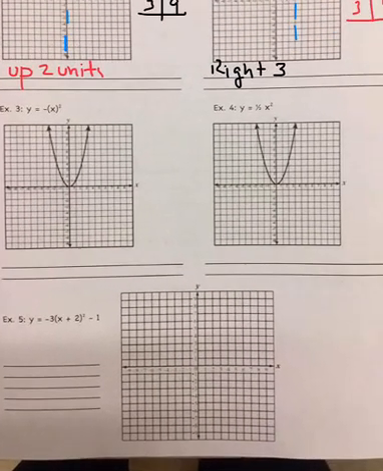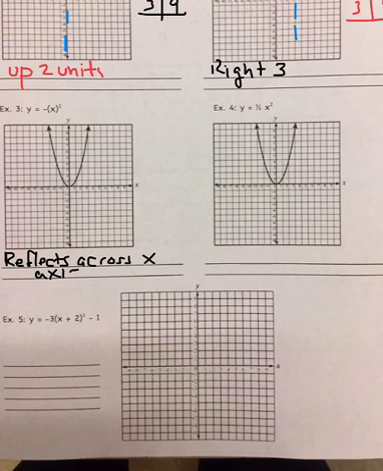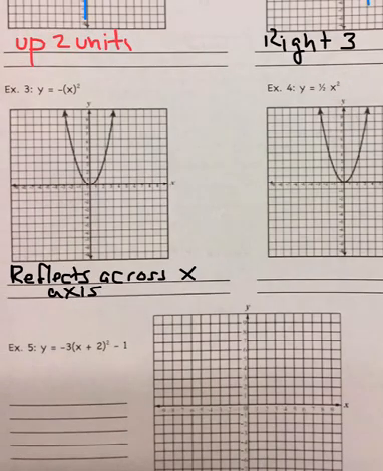This negative sign tells us that it reflects. The negative out front reflects across the x-axis. That is our transformation. So what that means is our vertex did not move. The vertex is still at (0, 0).